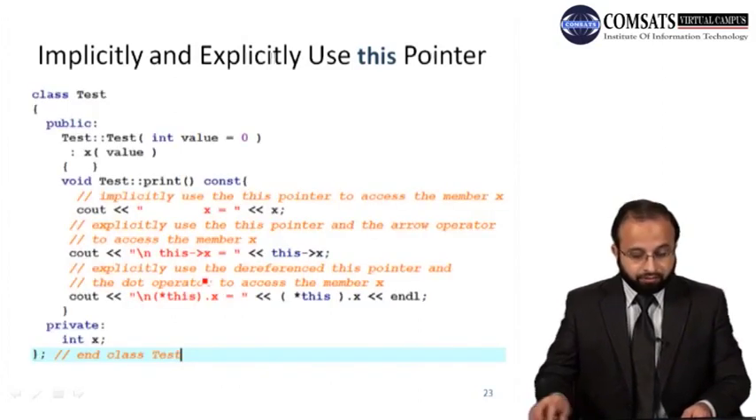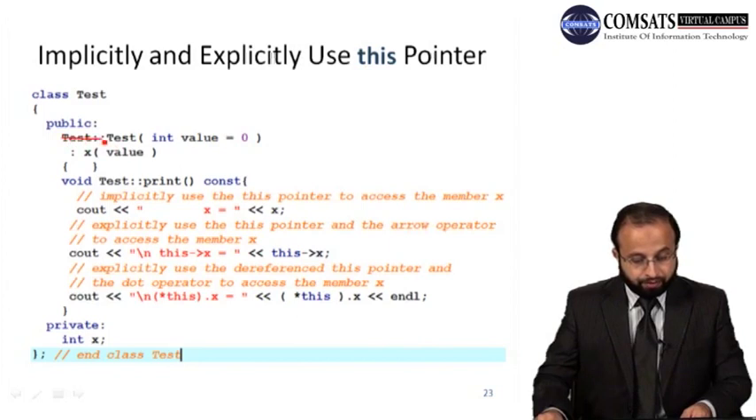So in this example, this is our test class, right? Just ignore this part, because I have taken this definition that is written outside the definition of the class. So we have a constructor that initializes the value with 0, and if a value is provided, it initializes the value of x with this value, right? So x is a private data member. Now in the print function, just ignore this part as well.